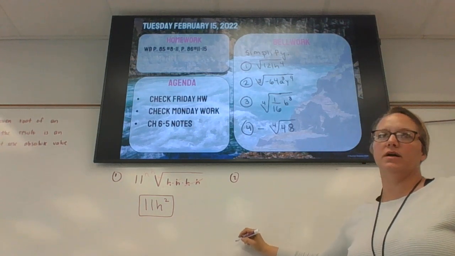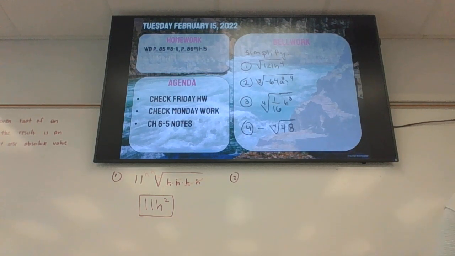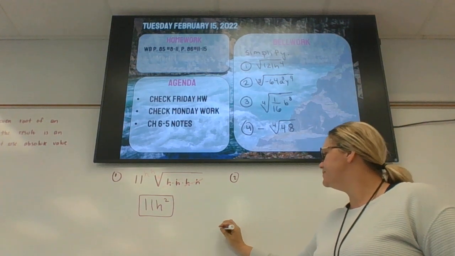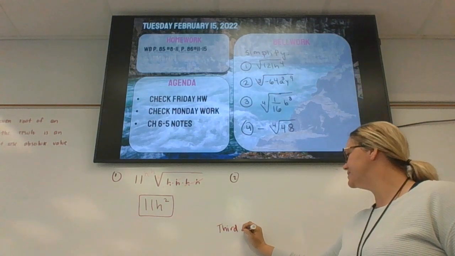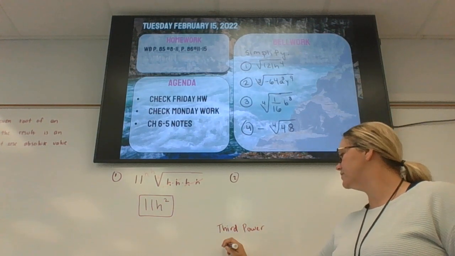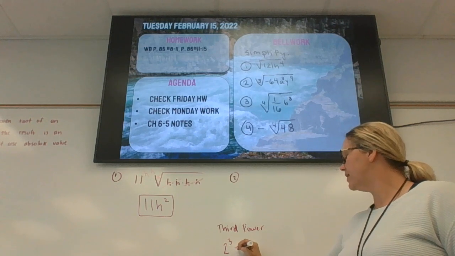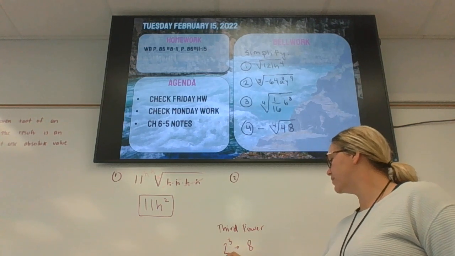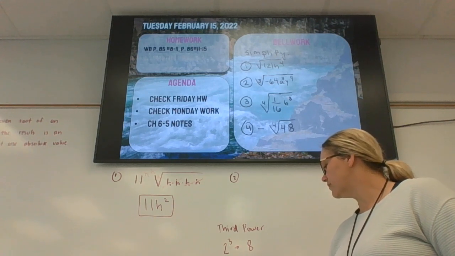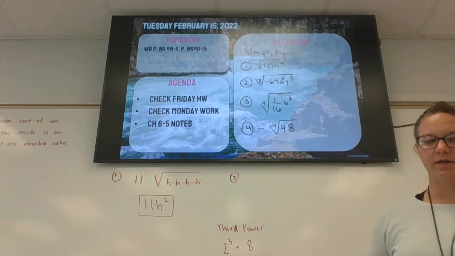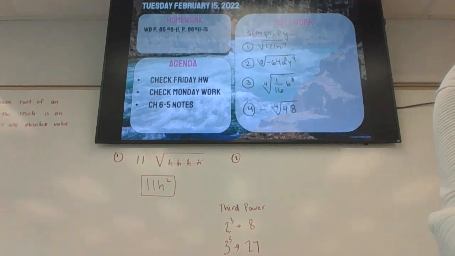All right, so number two is a cube root, so I have to think of things raised to the third power. So maybe I have a list that I'm referring to. 2 to the third power is 8. 3 to the third power is 27. 4 to the third power is 64. You really want to be comfortable with these first three perfect cubes.